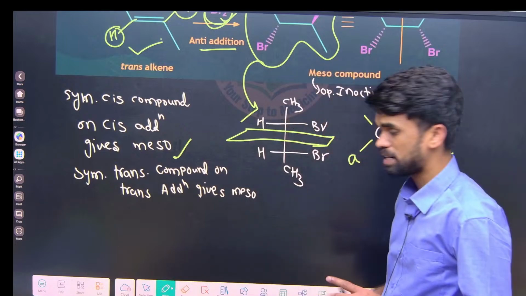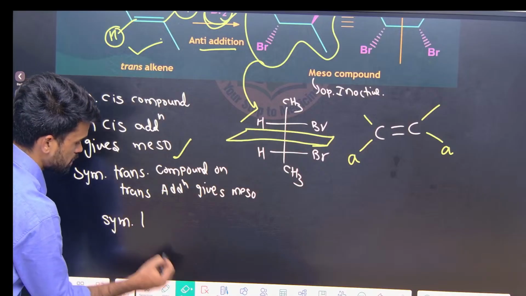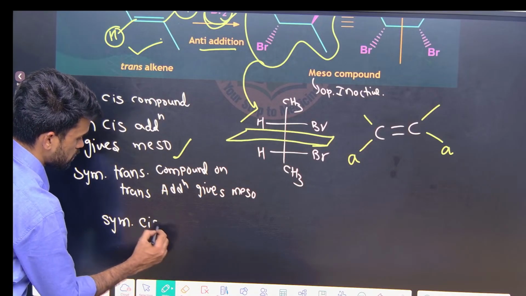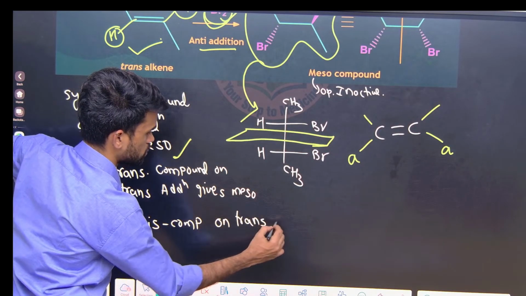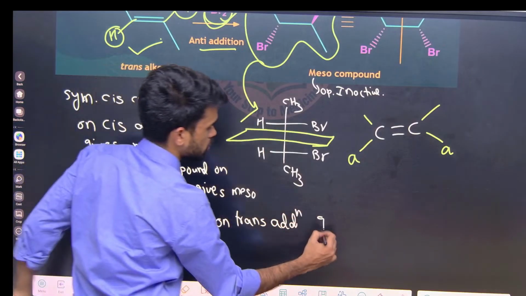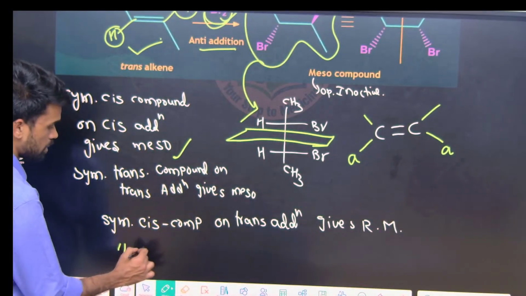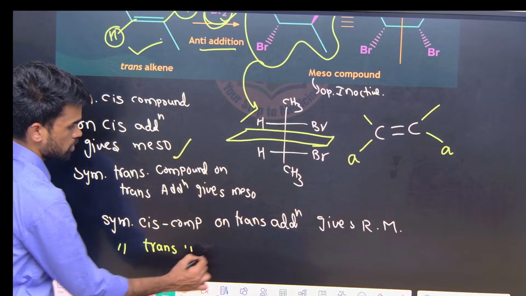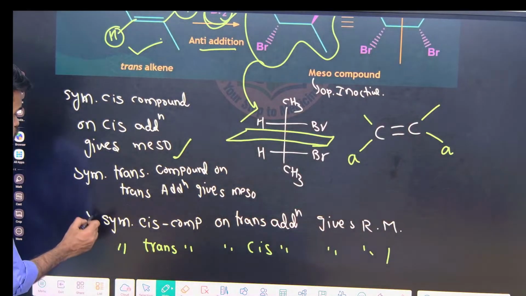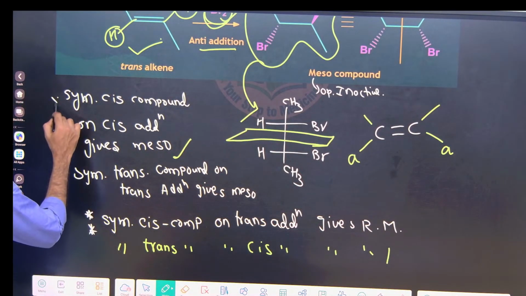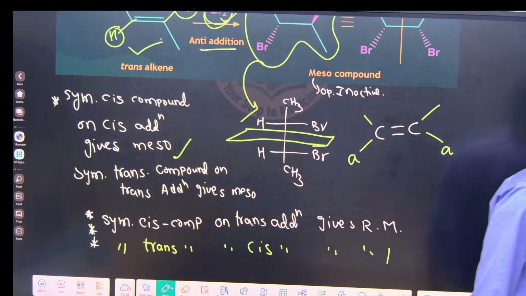One more thing here, what I am writing: symmetrical cis compound on trans addition gives racemic mixture. And symmetrical trans compound on cis addition gives racemic mixture. These are the statements you must remember whether you are preparing for NEET, JEE or whatever the exam. Okay, we can expect questions from here directly.